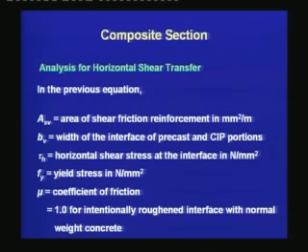In this expression, ASV is the area of shear friction reinforcement in millimeter square per meter, BV is the width of the interface of precast and CIP portions, tau H is the horizontal shear transfer at the interface in Newton per millimeter square, Fy is the yield stress of shear friction reinforcement in Newton per millimeter square, mu is the coefficient of friction at the interface and equal to 1 for intentionally roughened interface with normal wet concrete. Thus, before laying the cast in place flange, the interface is intentionally roughened so that there is a good friction between the flange and the web.